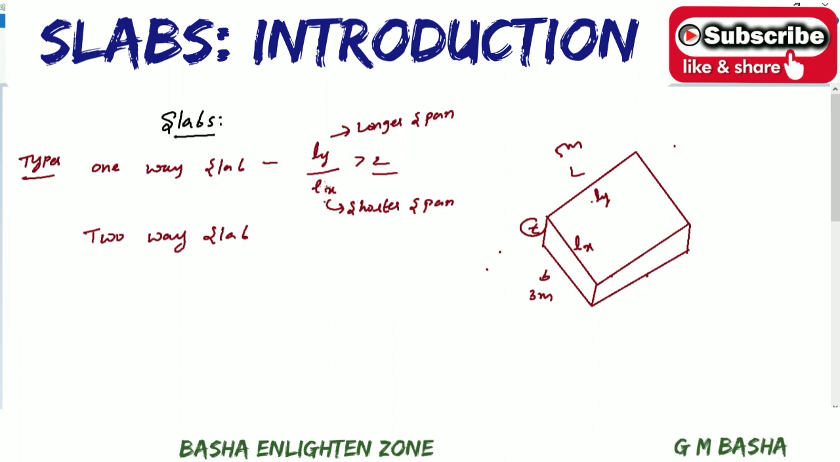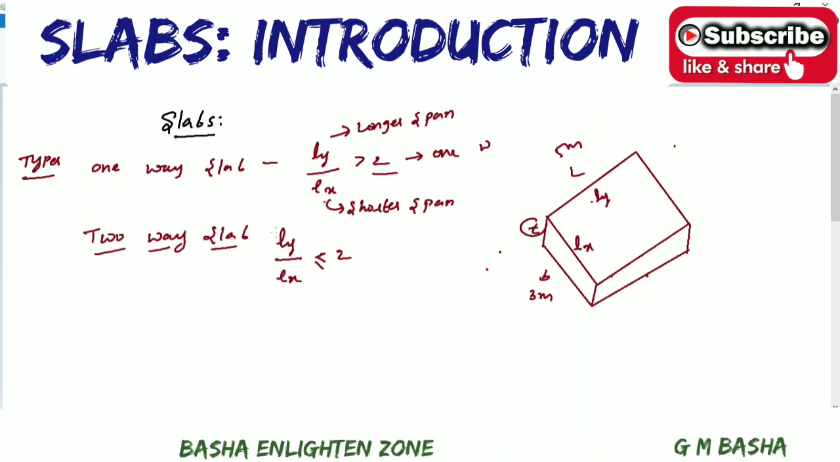If you divide this ratio and it is greater than 2, then it comes under the one-way slab. If the ratio of longer span to shorter span is less than or equal to 2, that comes under the two-way slab. So what is the major difference? The condition for a one-way slab is that the ratio of longer span to shorter span is greater than 2, and if the ratio is less than or equal to 2, it comes under the two-way slab.